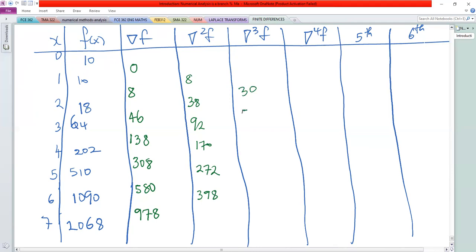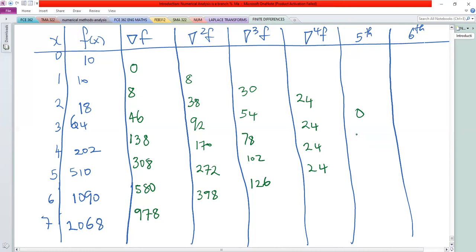Next difference will be 54. Next difference will be 78. Next difference is 102. Next difference is 126. And here difference is 24. Here is 24. Here is 24. And then we have 24.